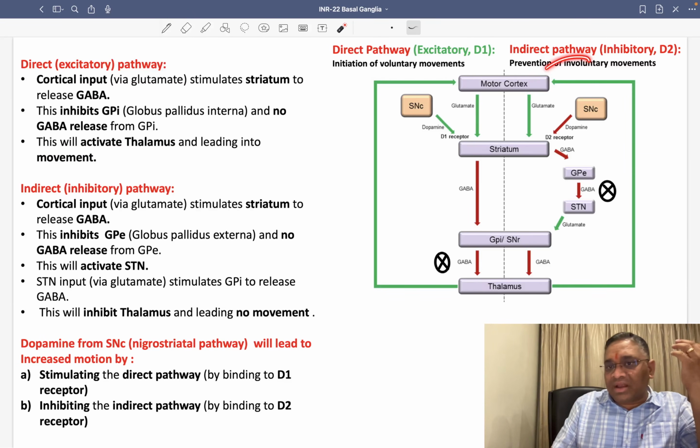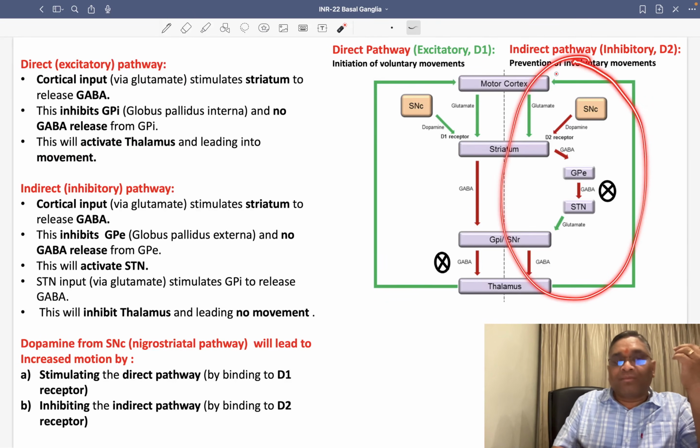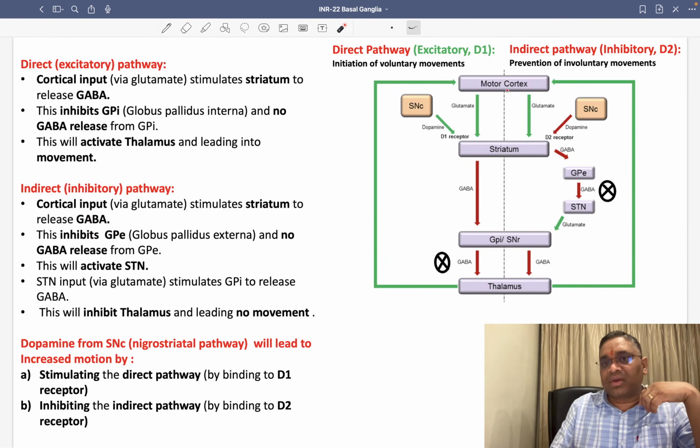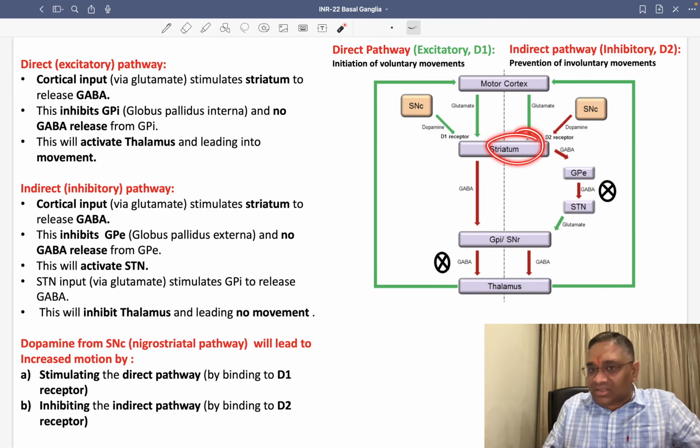Now look at the indirect pathway on this side. Why is it the indirect pathway? Because here the cortical input will stimulate the striatum to release GABA, same as the direct pathway. The motor cortex is releasing the excitatory glutamate. Glutamate will be activating the striatum, right? And as a result, the striatum will be releasing GABA, as we know that GABA is inhibitory.